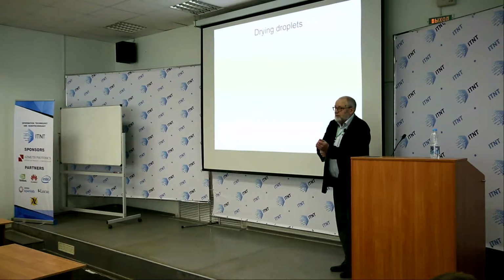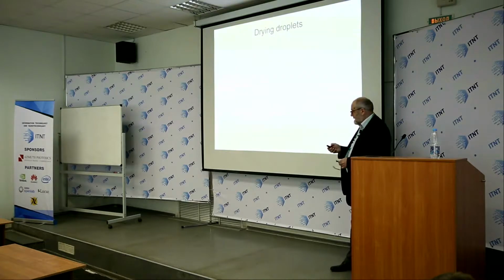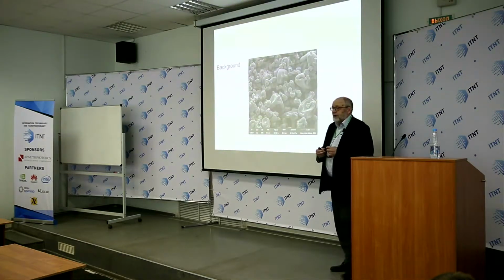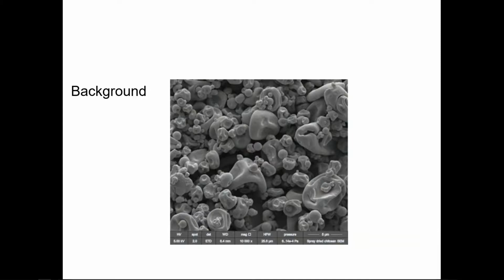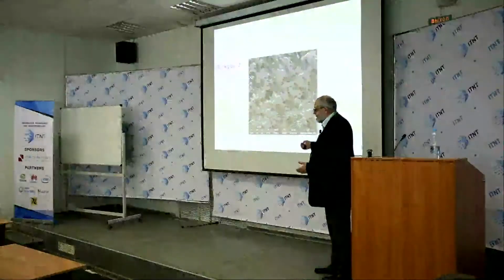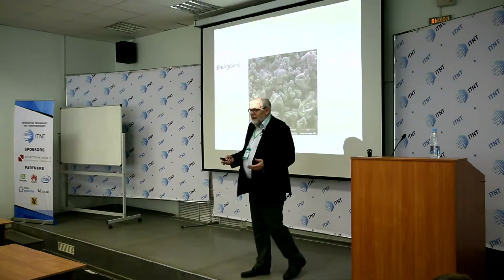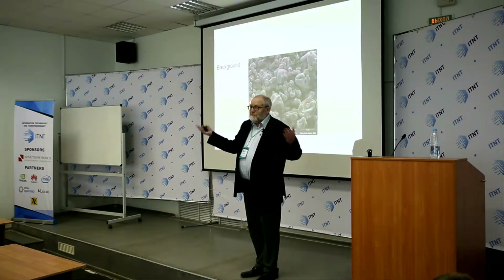And now I'm going to move to specific problems, and I will start with droplet drying. Droplet drying is a classical problem in many applications. For example, in pharmacy, when we produce a powder with a drug, we need to dissolve a certain drug first, and then dry the spray, and as a result, you get the powder like this. Then the problem is how to model this drying process.